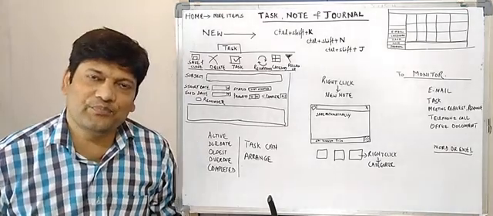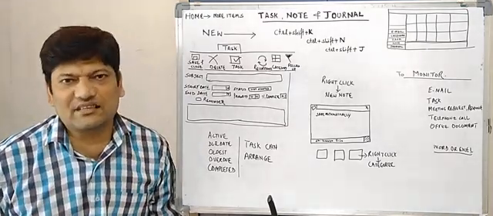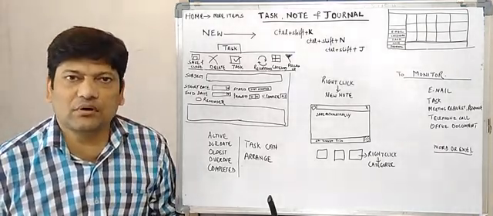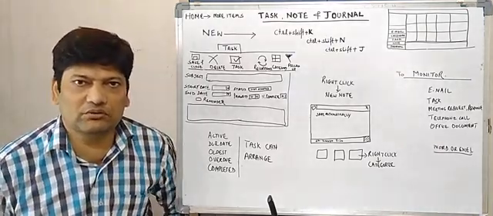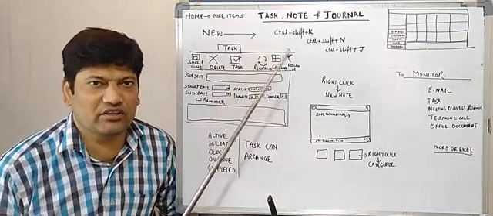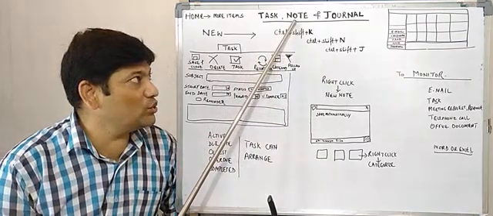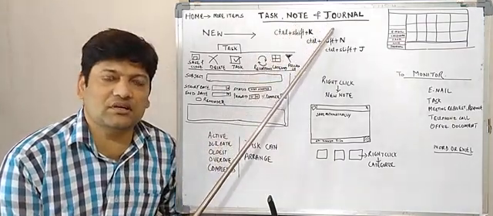Hello everybody. Today we are going to discuss Outlook. In Outlook there are three terms we will find. So today we are going to try to understand what these three terms are. The first one is task, the second one is note, and the third one is journal.